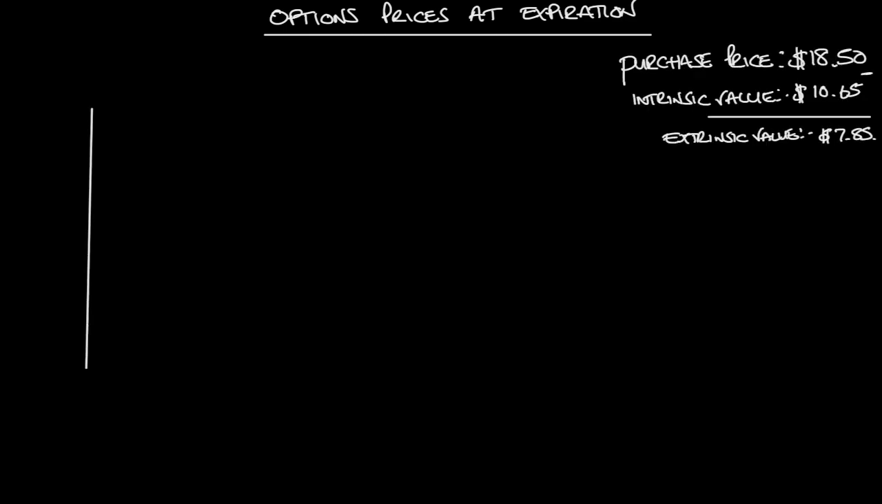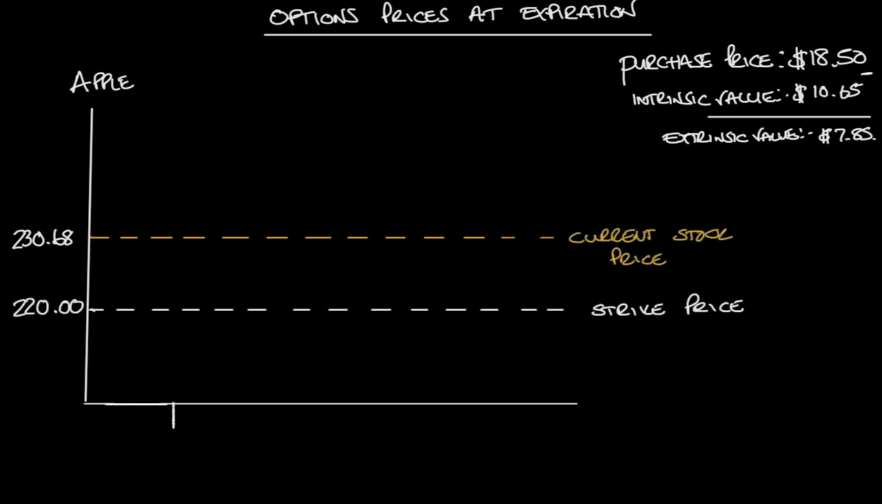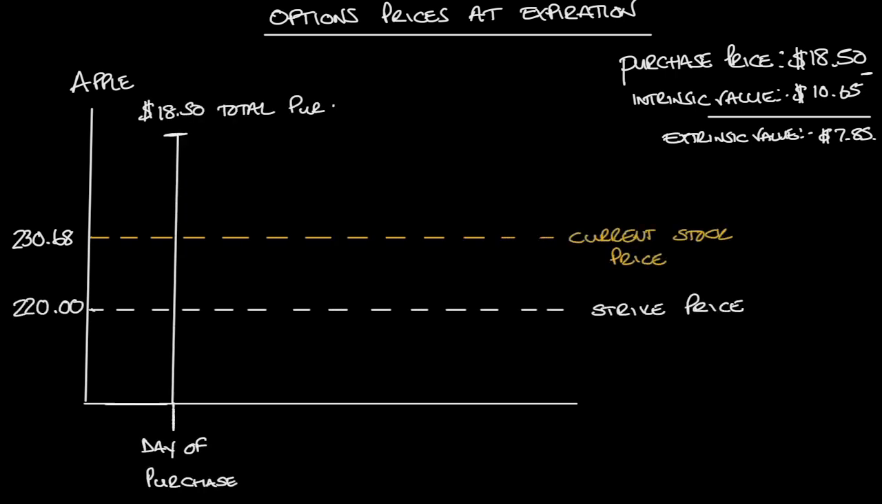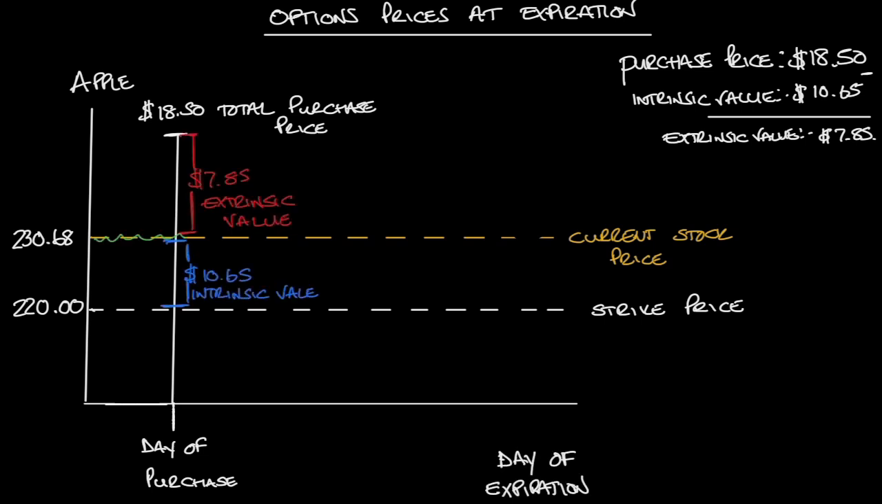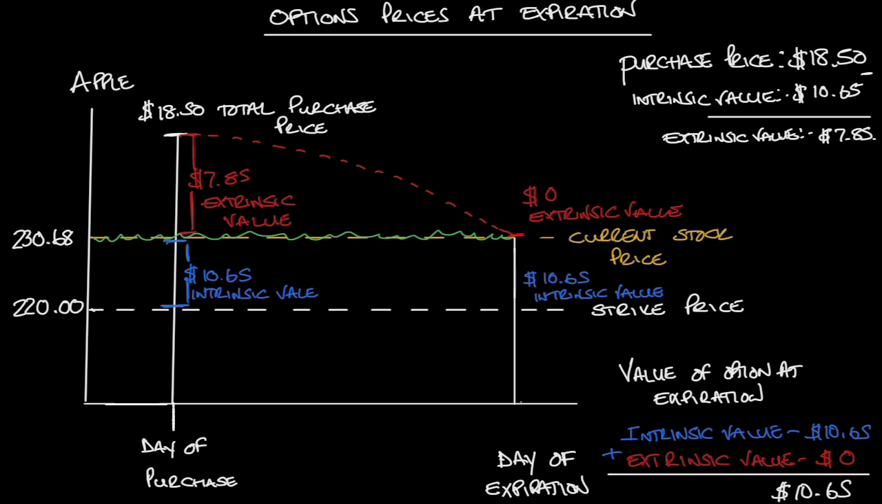At expiration, an option can only be worth whatever its intrinsic value is. So let's imagine we had bought the call option shown in the last screenshot, but Apple's stock price did not move for 85 days and was still trading at $230.68 at expiration. The intrinsic value of the call would still be $10.67, but the extrinsic value would have decayed as the option got nearer to the expiration date, and we would have made a loss of $7.85.